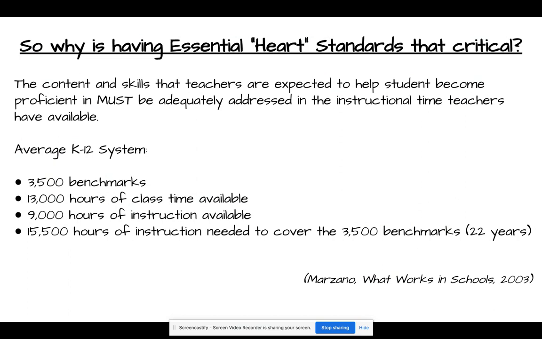If you listen to something that Marzano published, and this was back in 2003, and quite honestly, not a lot has changed.